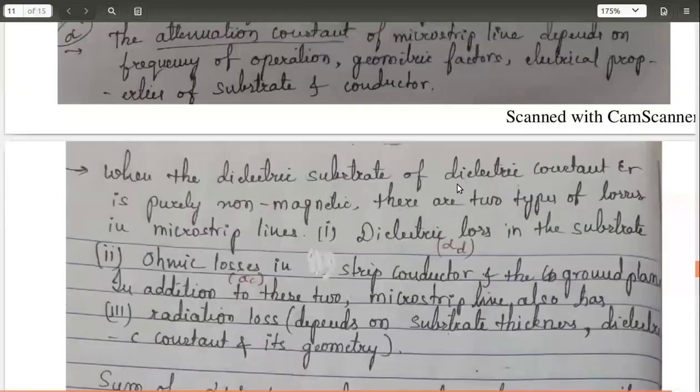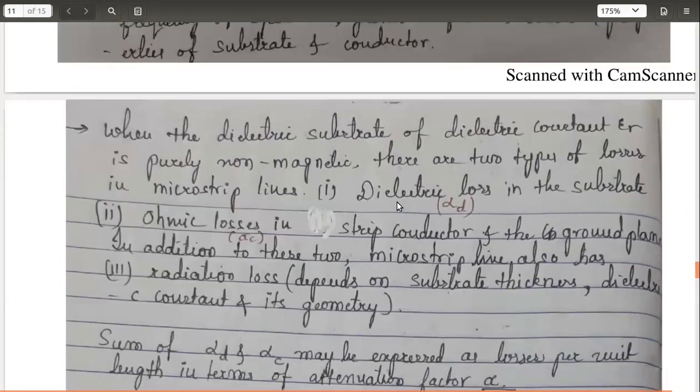When the dielectric substrate has dielectric constant epsilon r, if it is purely non-magnetic, mu r is taken as 1. So if it is non-magnetic, we come across two different losses. As I told you just now, one is the dielectric loss, the other one is ohmic loss. And loss is nothing but the attenuation. That is why we have used the symbol alpha d here. D indicates dielectric, alpha is the attenuation. So alpha d is the dielectric loss. Ohmic losses, alpha c. C stands for conductivity or for conductor. So alpha c indicates ohmic losses.